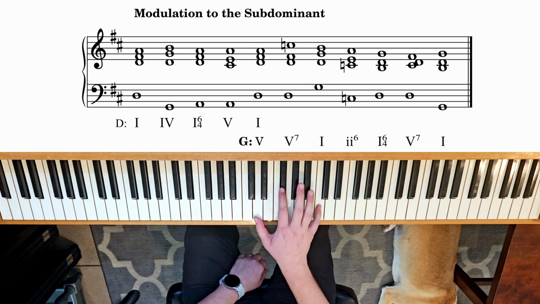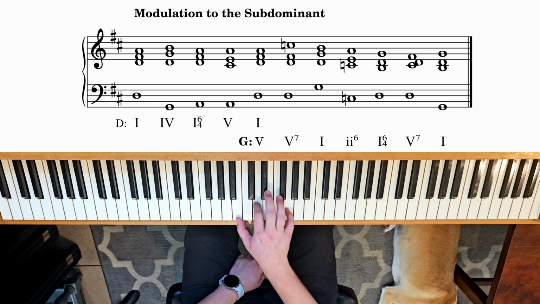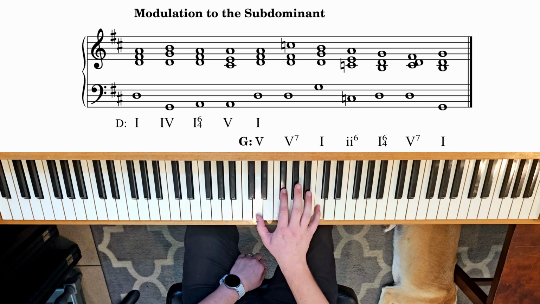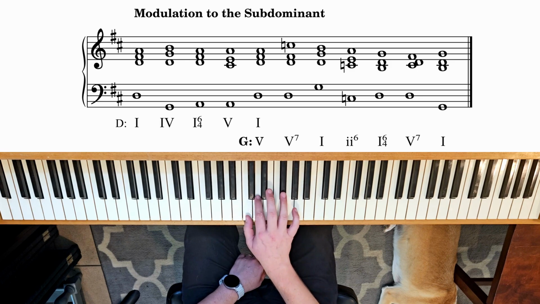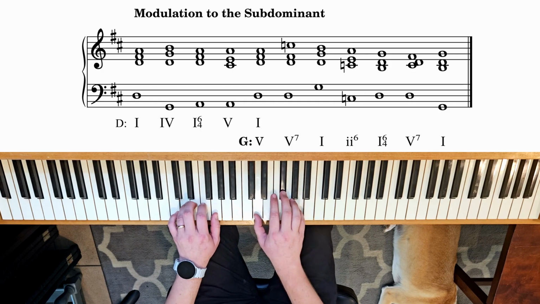D, D7, G major, A minor, G major, D7, G major. Once again with the Roman numerals, 5, 5, 7, 1, 2, 1, 5, 7, 1. And now putting it hands together.